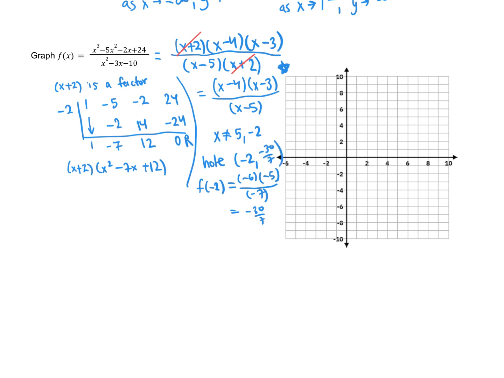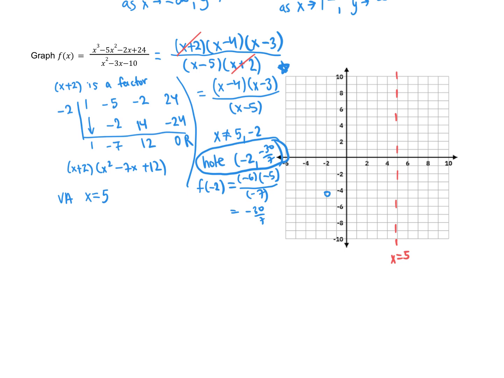So I'll go ahead and plot that point. So negative 30 over 7 is 4 point something. So let's say right there. Okay. We also know we have a vertical asymptote at x equals 5, finishing up with that denominator there. So I'll graph that.